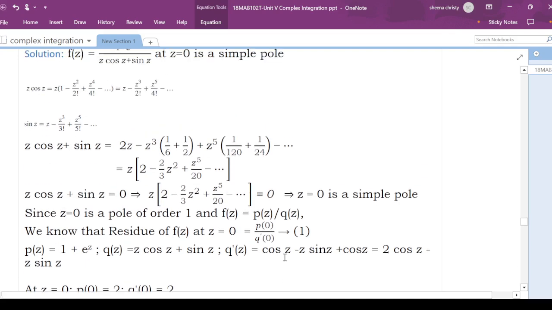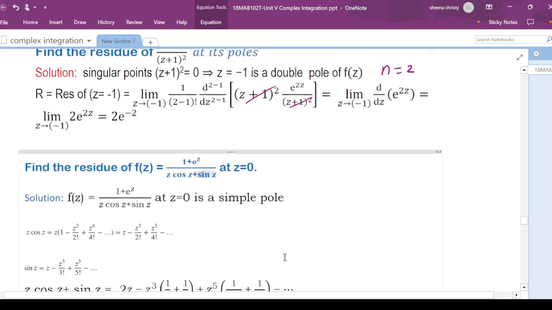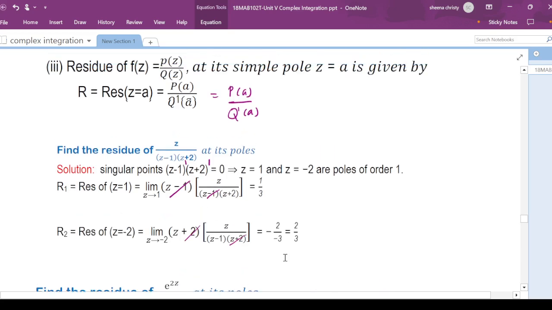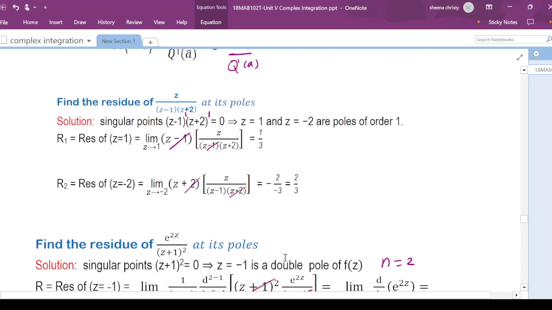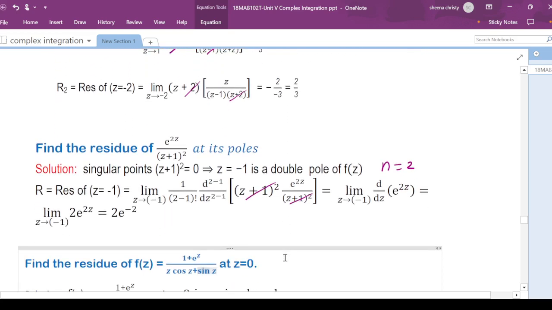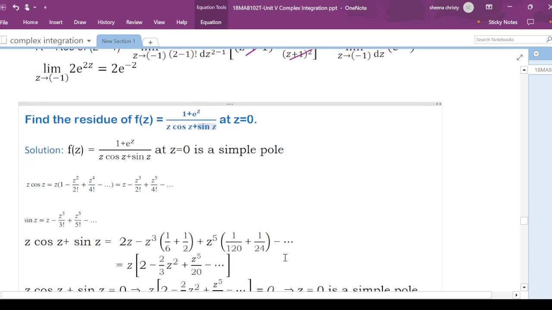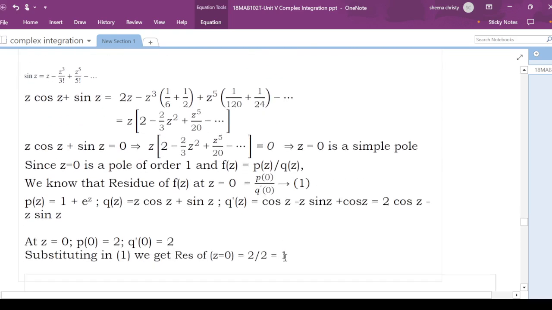Hence, we have seen all three types of problems by finding the residue of the given function. Hope you understood. Thank you.